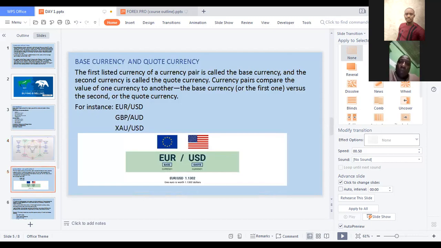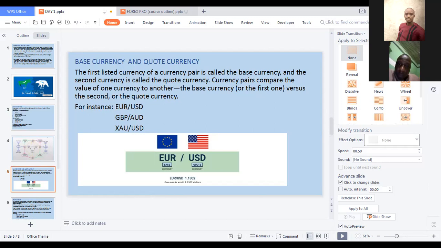Now, let's talk about currency. Currency is simply of two types. Of course, currency is fiat money. When I mean fiat money, I mean when we spend Naira here in Nigeria, and in America they spend USD. Are you with me? So now, look at it so carefully. You see that a currency pair is split into two, the base currency and the quote currency. Now listen, the first listed currency of a currency pair is called the base currency, and the second currency is called the quote currency. A currency pair compares the value of one currency to another. The base currency is the first, while the quote currency is the second.